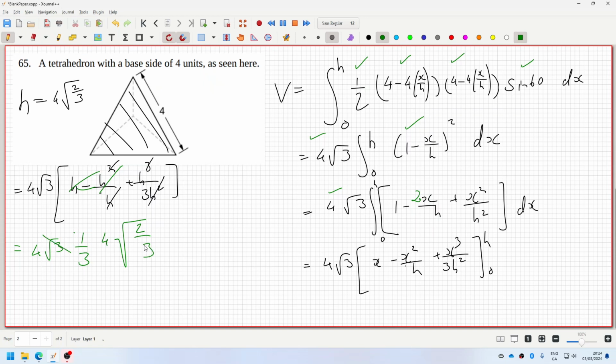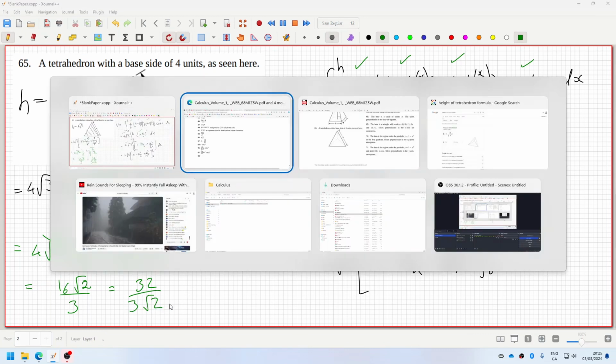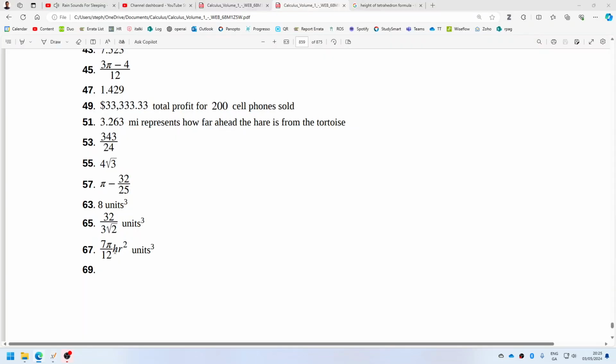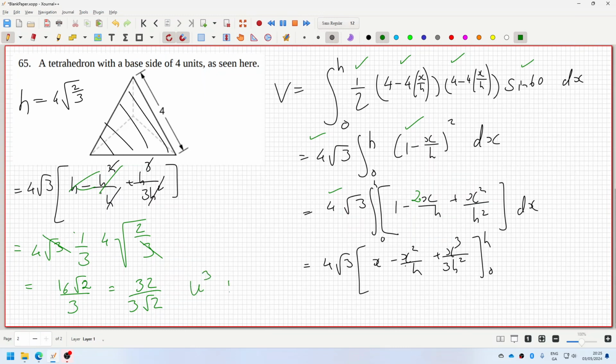So they cancel. 4 by 4 is 16. 16 root 2 over 3. Okay, and now they have the root 2 in the denominator. So if I multiply the top and bottom by root 2, I'll get 32 over 3 root 2. 32 over 3 root 2 units cubed. Excellent.